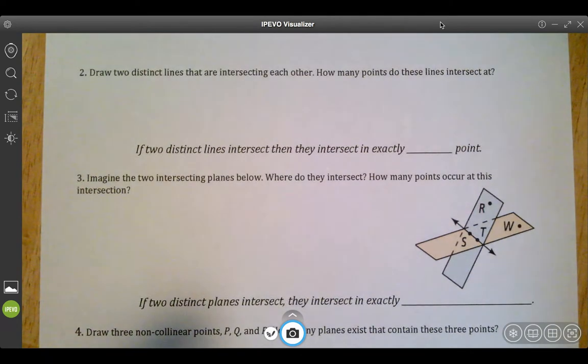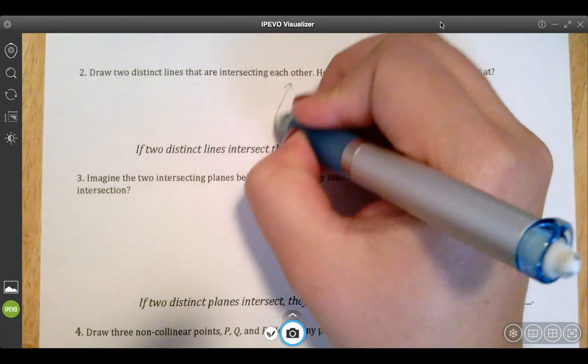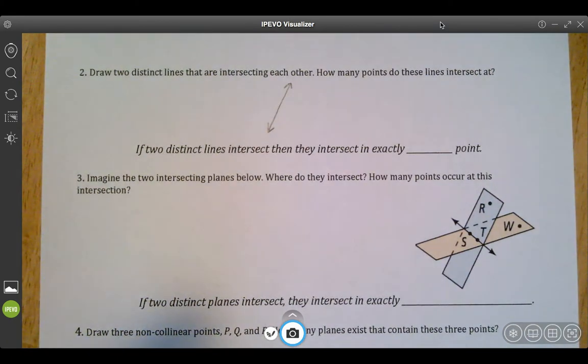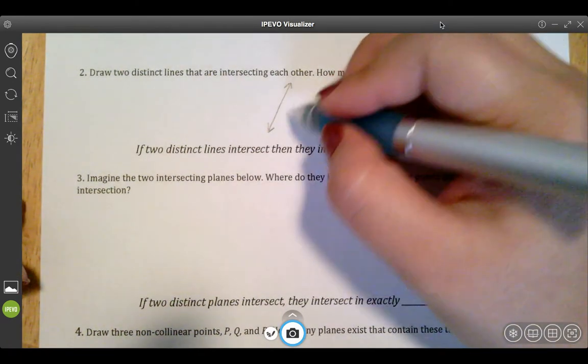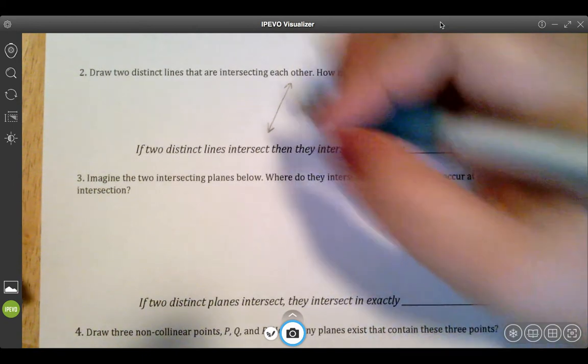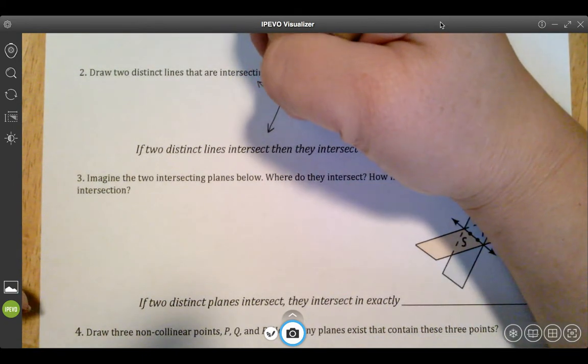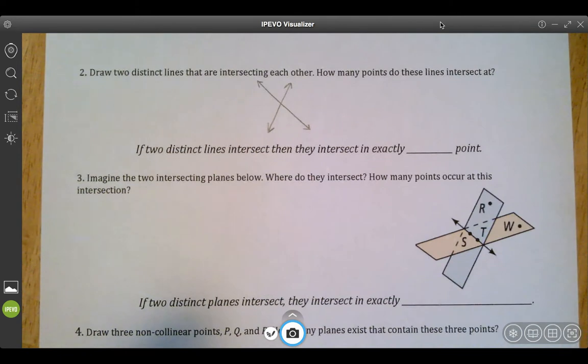In this example, we want to draw two distinct lines that are intersecting each other. So intersecting means that they cross, that they share something with each other. How many points do these lines intersect at? So I want to draw two lines. Here's my first line. I want to draw a line that will cross this line. And any line that is not parallel will cross this line. You might remember that from algebra. And so here we have a line that crosses.